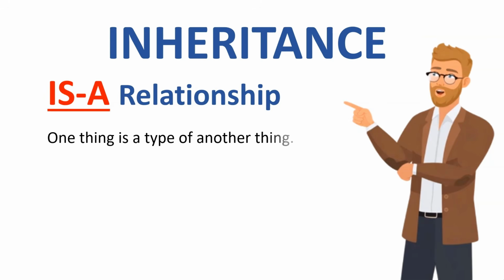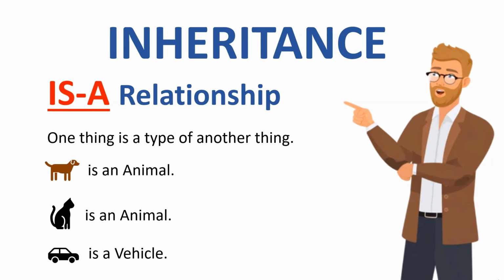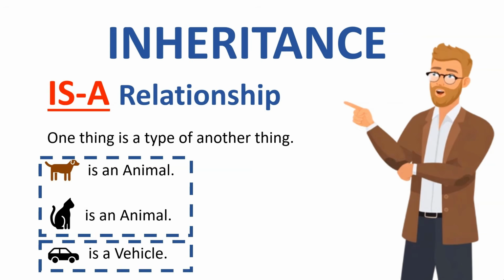This means one thing is a type of another thing. For example, a dog is an animal. A cat is an animal. A car is a vehicle. When that relationship is natural and stable, inheritance can work really well.